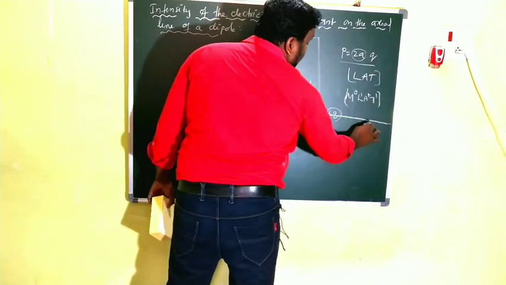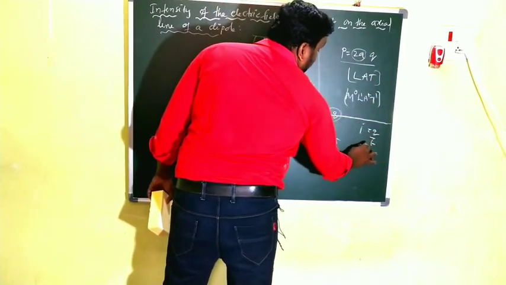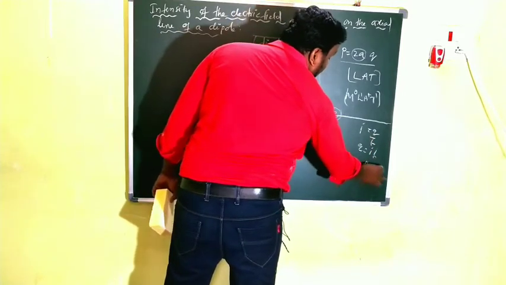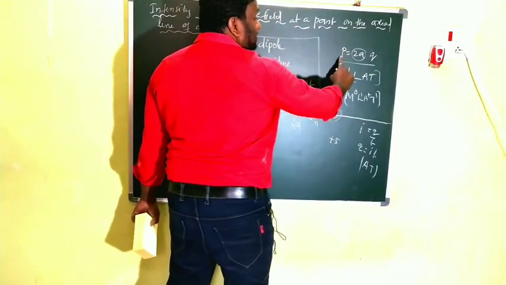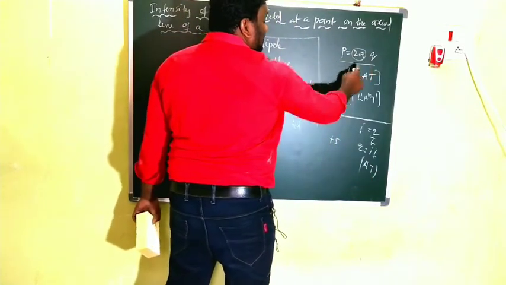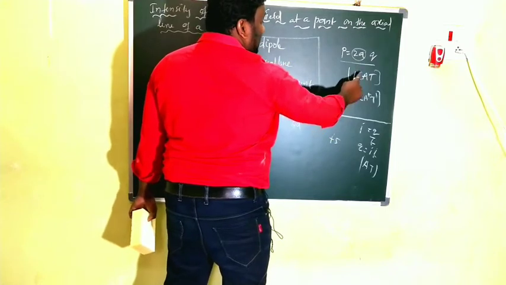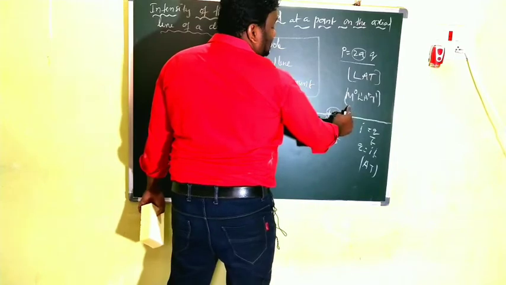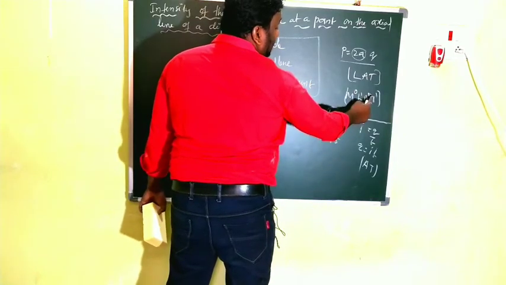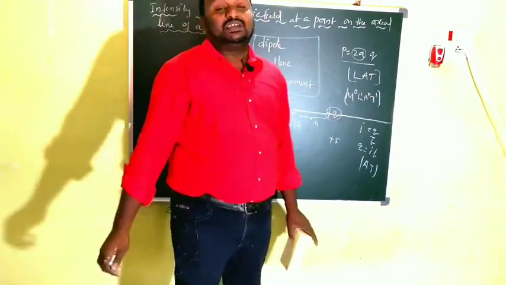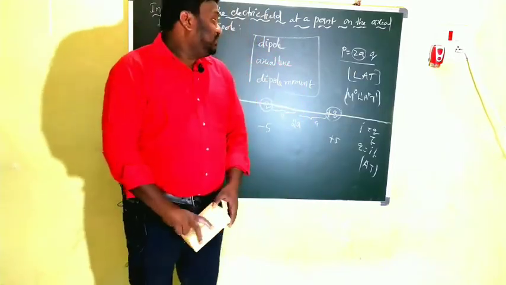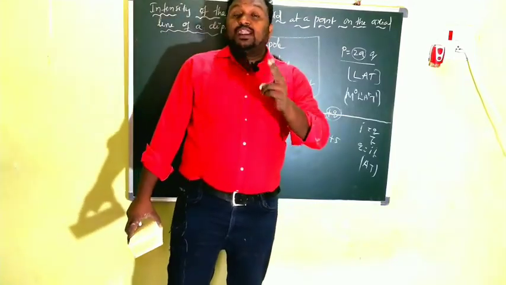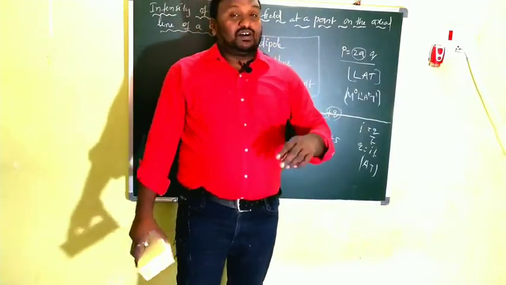How do we get this? I is equal to Q by T, then Q is equal to IT. For current the dimension formula is A, and for time it is T. P is equal to 2a into Q. 2a is length, so its dimension formula is L, and Q is AT. Mass is 0, so the dimension formula of dipole moment is M⁰ L A T. Clear? So, dipole, axial line and dipole moment. A dipole is nothing but two equal and opposite charges separated by some distance. That is what we call a dipole.